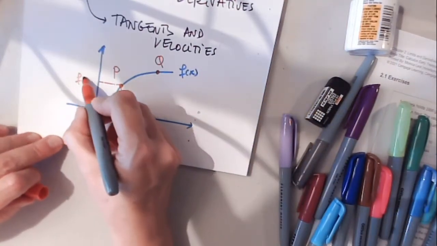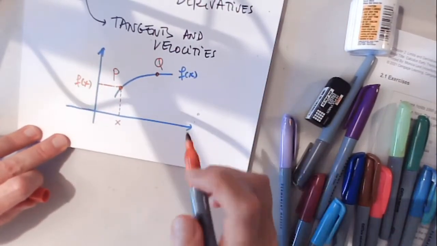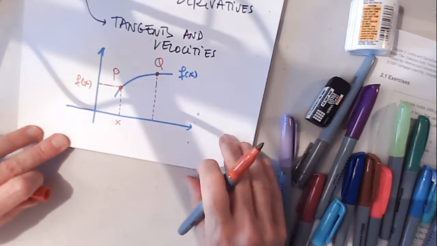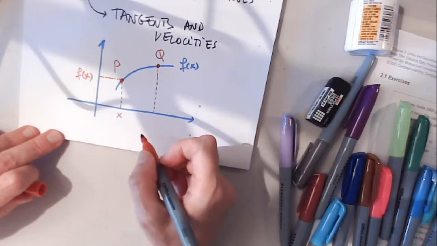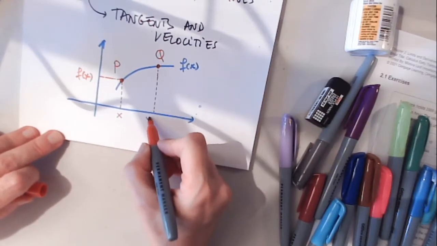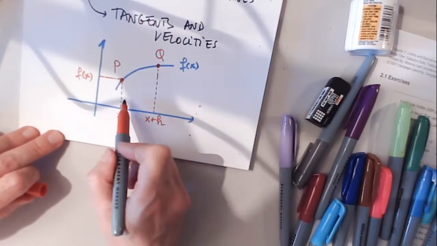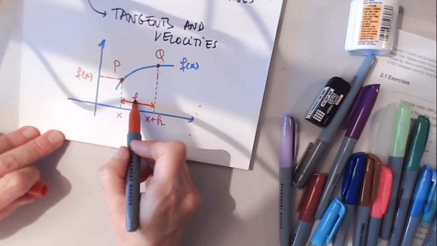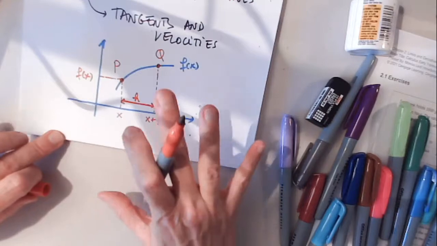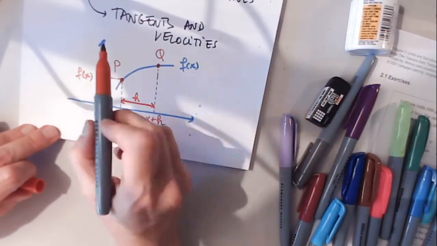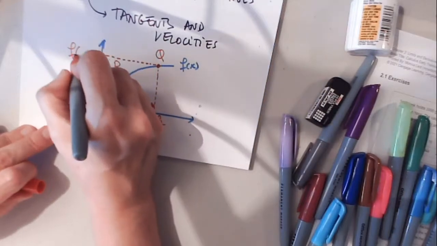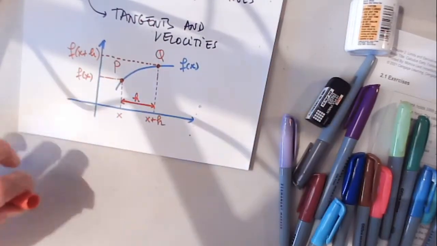Of course, I have f of x. And I'm going to say that this is what we are familiar with already, x plus a little bit. So this is a little bit. But right now it doesn't look like a little bit, right? Because I'm zooming in. And of course, this is f of x plus h.